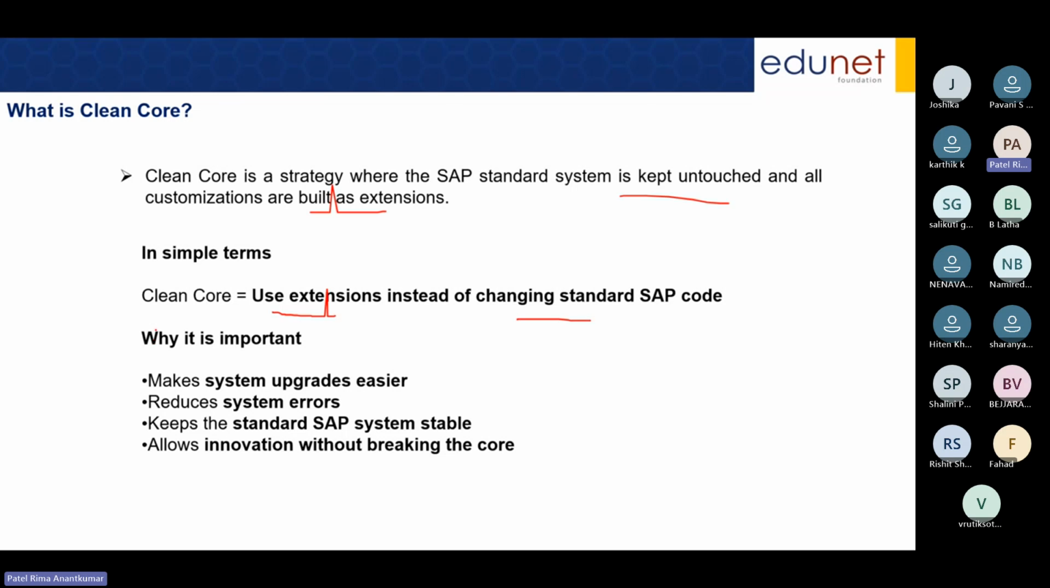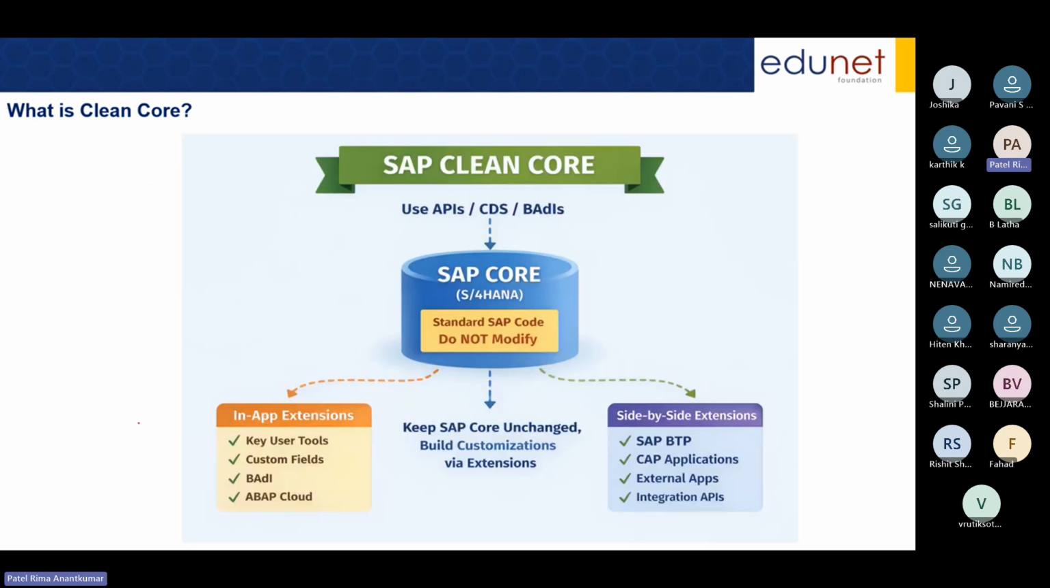So why is it important? Whatever the disadvantages were for the traditional approach are the advantages for the clean core. It makes system upgrades easier, which was not the case earlier. It reduces system errors. It keeps the standard SAP stable because we are not directly modifying the standard programs, rather we are using extensions. And it allows innovation without breaking the core. So innovation is also done faster, and we are not breaking the core. These are the important points for clean core.